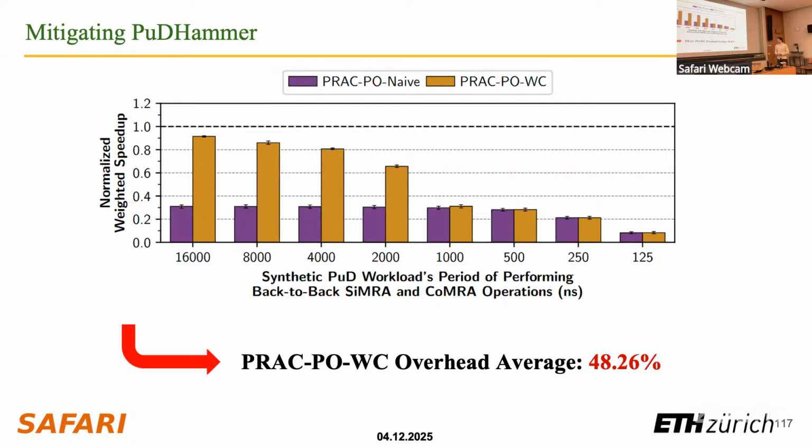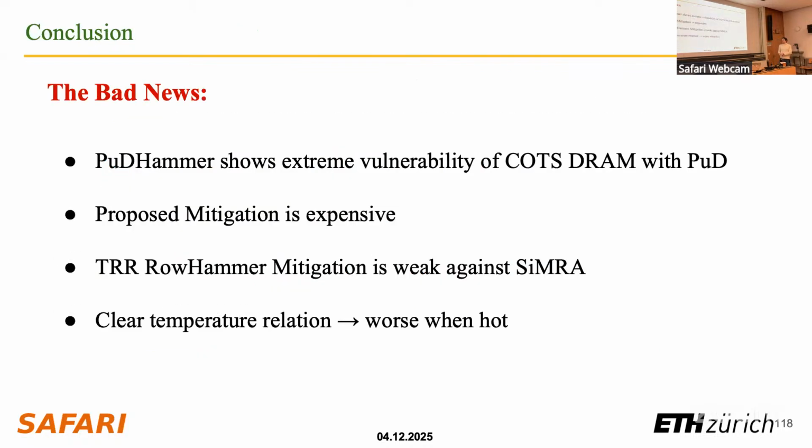Basically, it negates a lot of the speed up that we would achieve using processing using DRAM. So the bad news is that PuDHammer shows that processing using DRAM memory is extremely vulnerable to having its timings violated, to having multiple rows activated consecutively at the same time. The proposed mitigation is pricey. So whatever speed up you have, it needs to be good before you want to look at this mitigation.